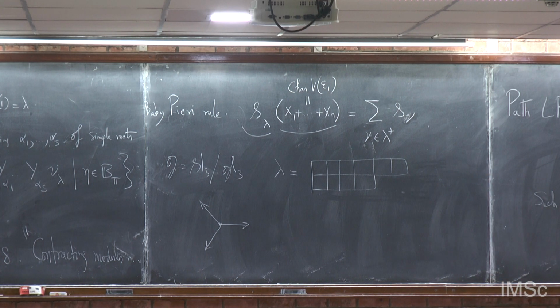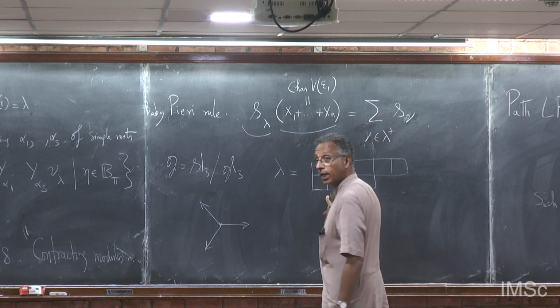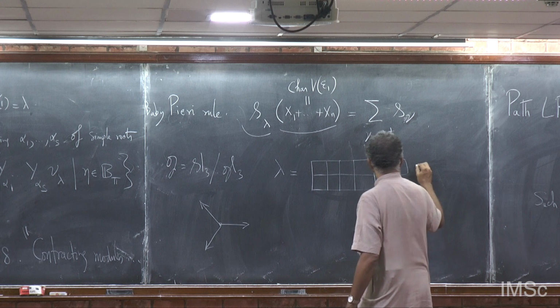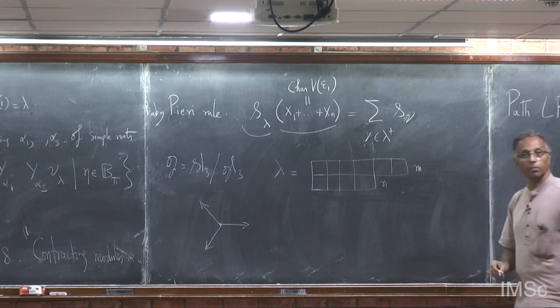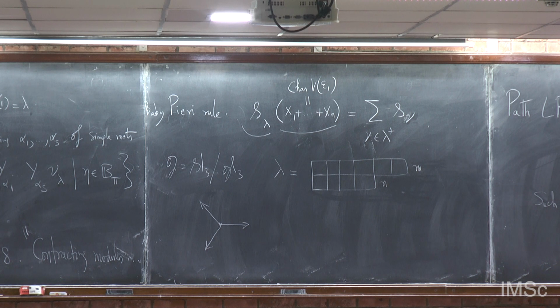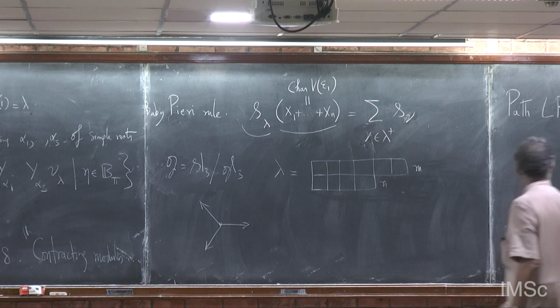Now where is this? What do I have to do? I have to look at this lambda. Let's say m boxes on top, n boxes on the bottom. So that is m epsilon 1 plus n epsilon 2. Correct?